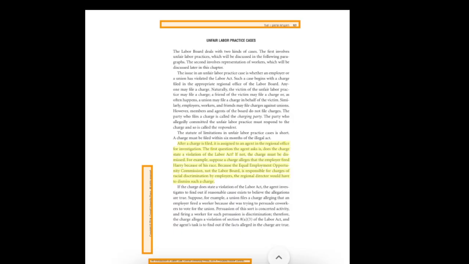The first question the agent asks is, does the charge state a violation of the Labor Act? If not, the charge must be dismissed. For example, suppose a charge alleges that the employer fired Harry because of his race. Because the Equal Employment Opportunity Commission, not the Labor Board, is responsible for charges of racial discrimination by employers, the regional director would have to dismiss such a charge.